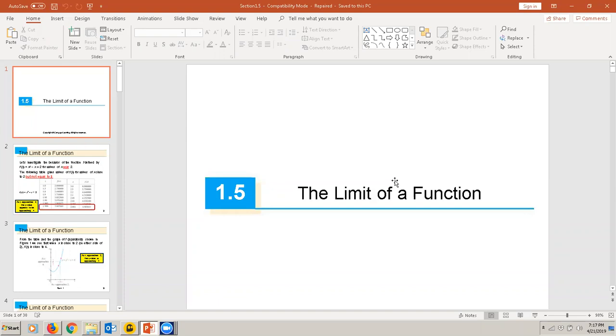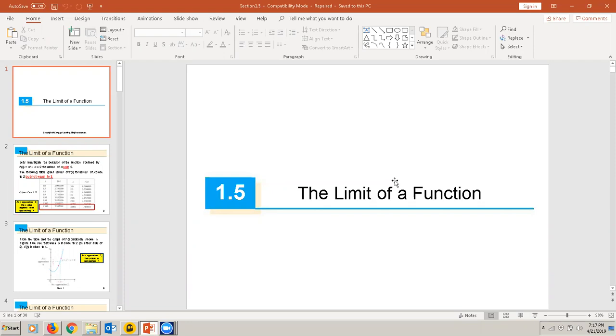I'm recording a video for MATH140. This is section 1.5 on the limit of a function. This PowerPoint file is posted in Canvas under modules. And this introduces the idea of the limit of a function. It can be very important because as we move forward in the course, we'll be talking about other concepts that rely on this intuition of a limit.